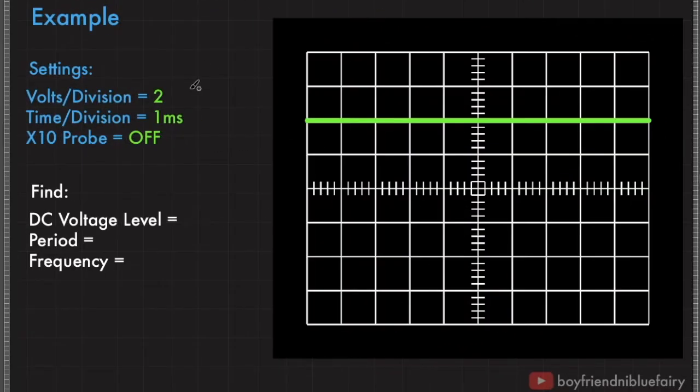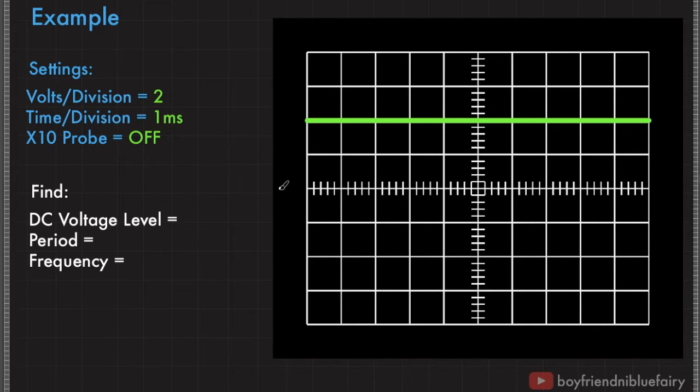To give you a demonstration on how to read different values from an oscilloscope screen, suppose this line represents the signal coming from our input, and when we read the signal, the current settings of the oscilloscope are the following. The volts per division is set to 2 volts per div, the time division is set to 1 millisecond per div, and the times 10 probe is off. This button is off, so we don't need to multiply our final output with 10. We are asked to find the DC voltage level, the period, and the frequency.